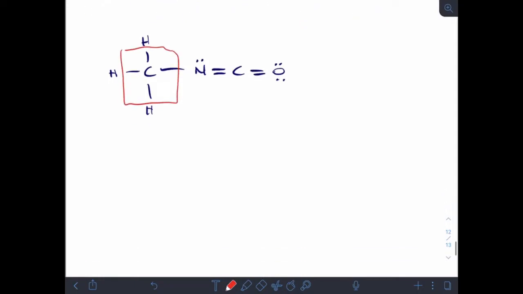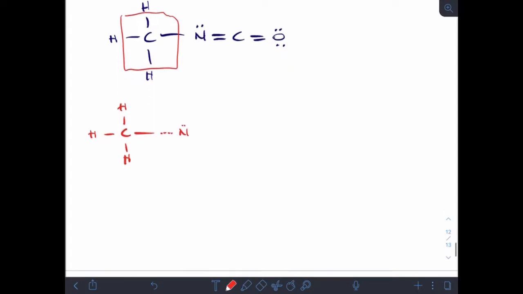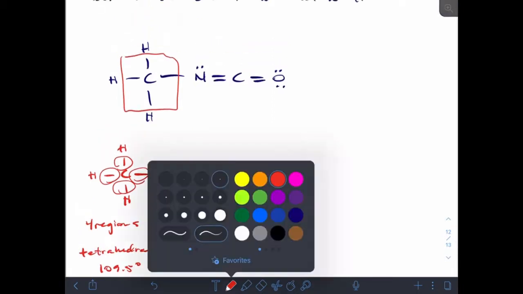Okay, so let's look at this first central carbon. So essentially what we have is a carbon bonded to 3 hydrogens and eventually bonded to a nitrogen. Right, so what we have are 1, 2, 3, 4 regions. No lone pairs, so it is tetrahedral with 109.5 degree bond angles. Right? I'm going to look at the next central atom.